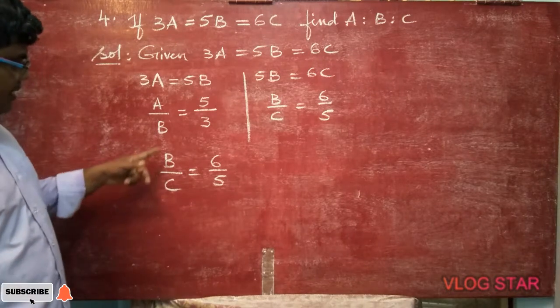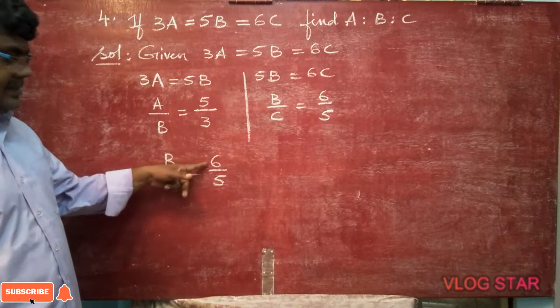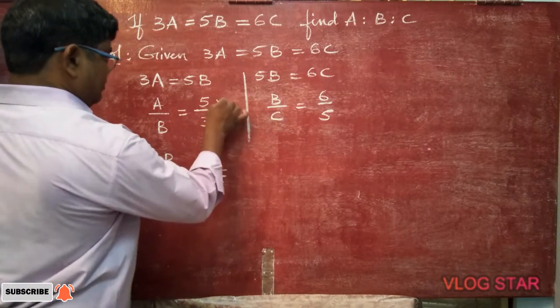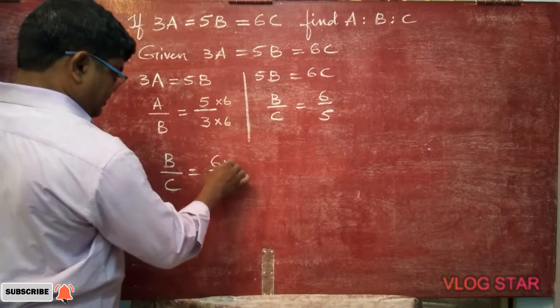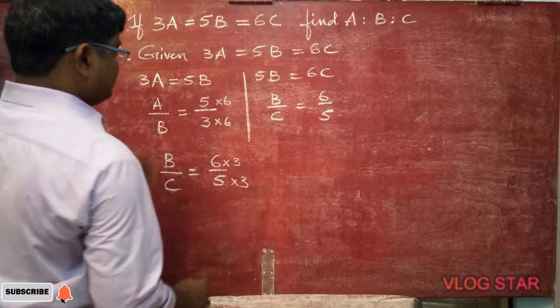Here B and B okay, but coming to the values, here 3 is there, here 6 is there. So bring this 6 and multiply numerator and denominator. And coming to here, multiply 3 into 3. So what you will get now?